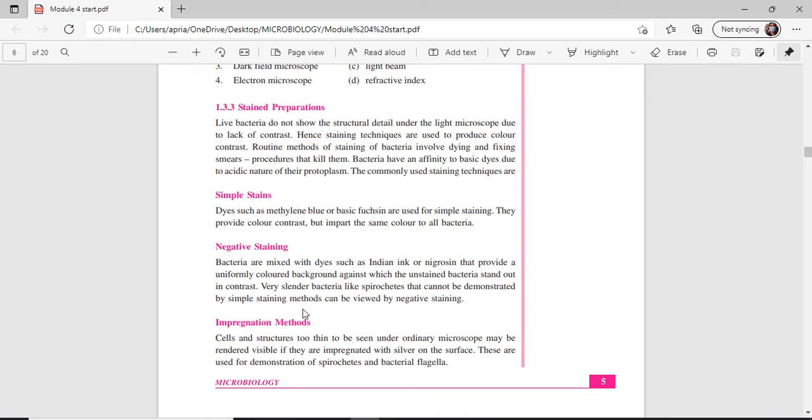Add-on lang. Large bacteria do not show structural detail under the light microscope due to the lack of contrast. Hence, staining techniques are used to produce color contrast. Routine methods of staining bacteria involve drying and fixing smears, which kills them. Bacteria have an affinity to basic dyes due to the acidic nature of their protoplasm. The commonly used staining techniques are as follows.